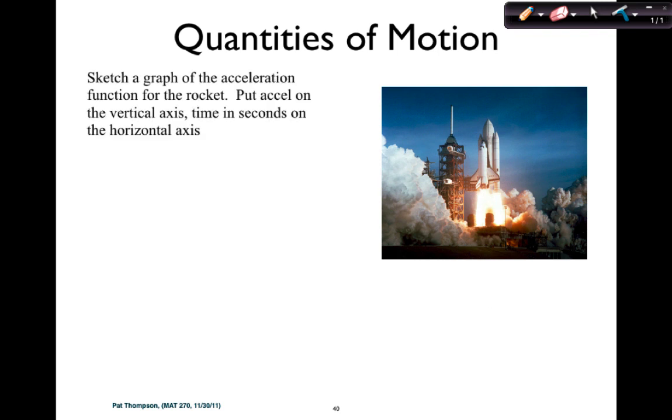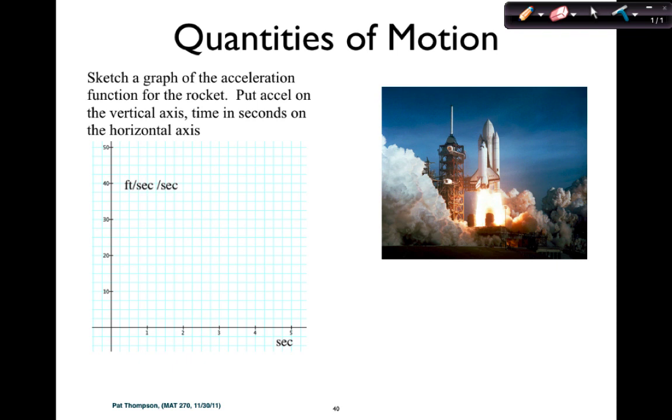Okay, so let's sketch a graph of the acceleration. So acceleration on the vertical axis, time in seconds on the horizontal axis. What will that graph look like? Acceleration. Jennifer, what do you think? Well, it's accelerating. Yeah. Straight line at y is 30. Okay, so instead of straight, you mean horizontal, right? Yeah, so all lines are straight, but you're thinking horizontal, right? Yeah, so it's just a horizontal line at 30.